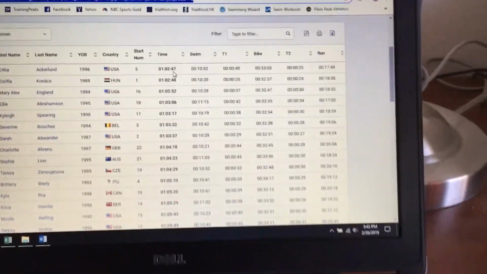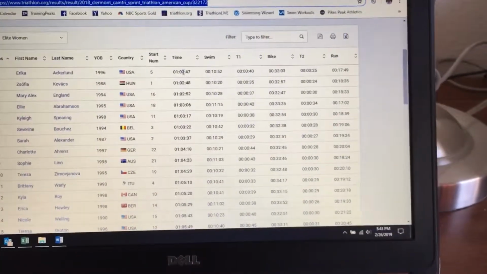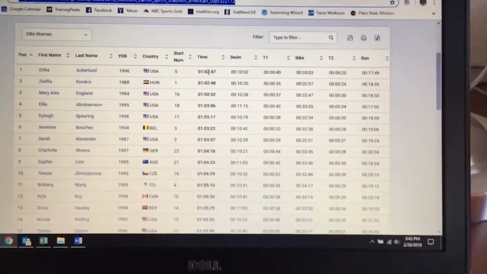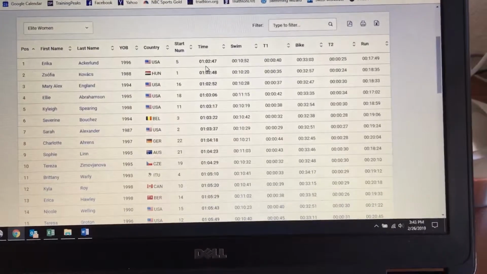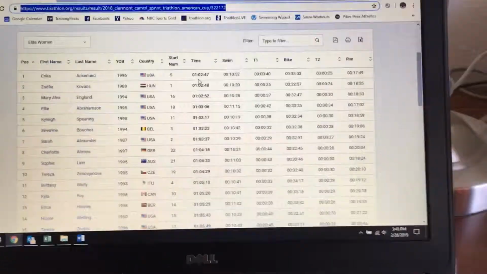be a good result. But you know, if you're not running the tangents and you could find 10 more seconds, that could be the difference between a lot of money, a lot of points, photo ops and things like that. So just something to think about.